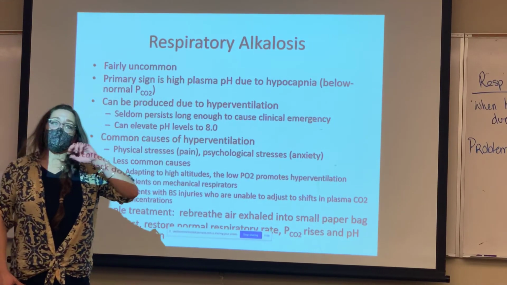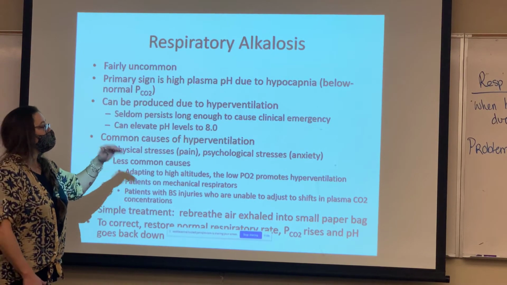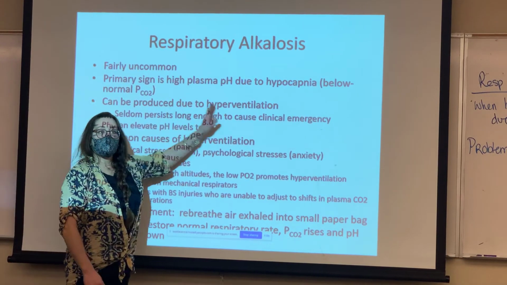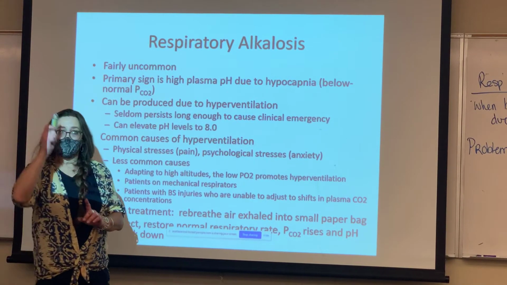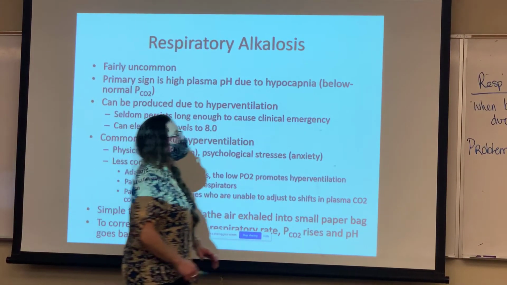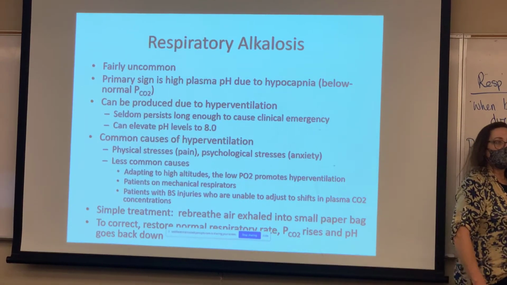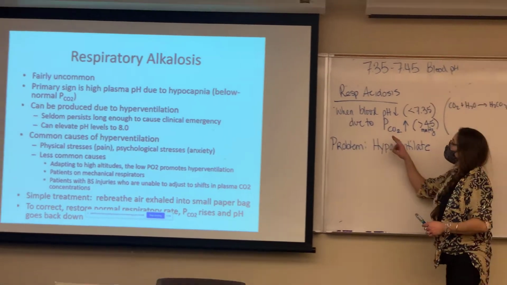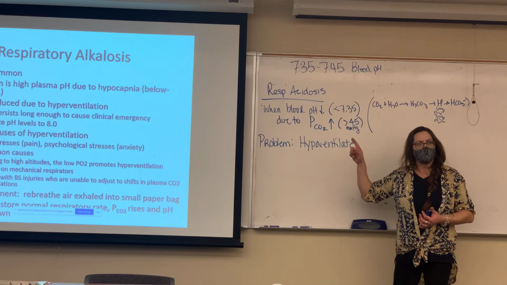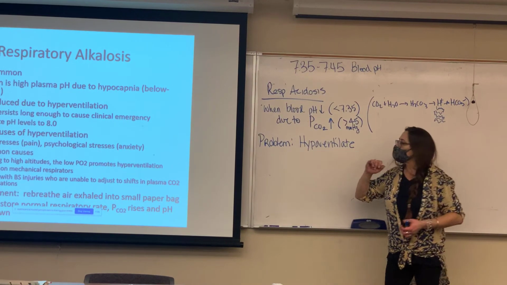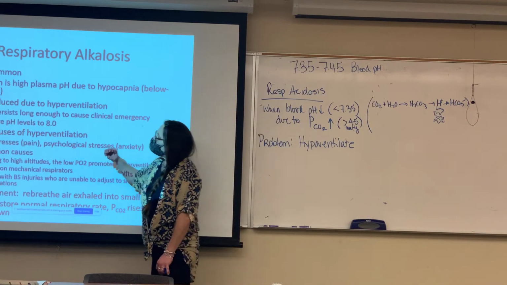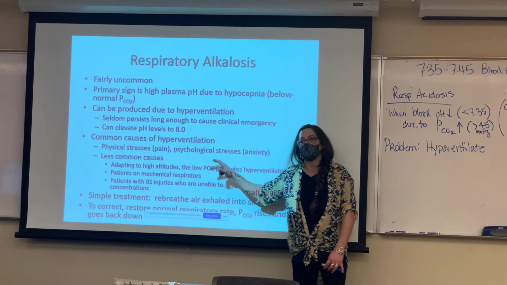Breathing too fast means you're exhaling too much. That means your CO2 levels start to drop. As your CO2 levels drop, your blood pH starts to go up. So respiratory alkalosis: blood pH is too high, greater than 7.45, due to partial pressure of CO2 being too low, less than 40. Normal is 35 to 40. CO2 is too low because of hyperventilation.